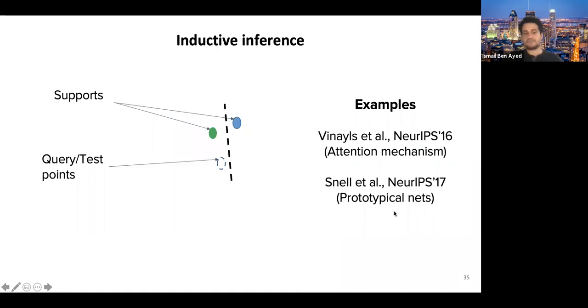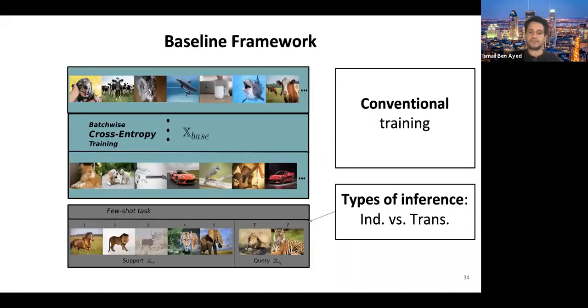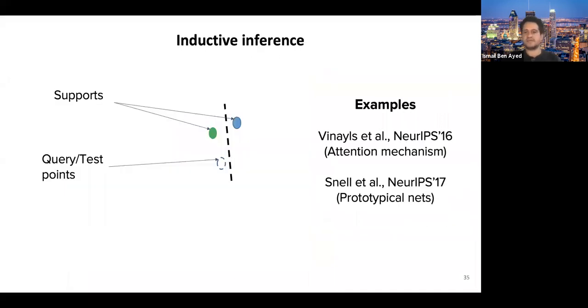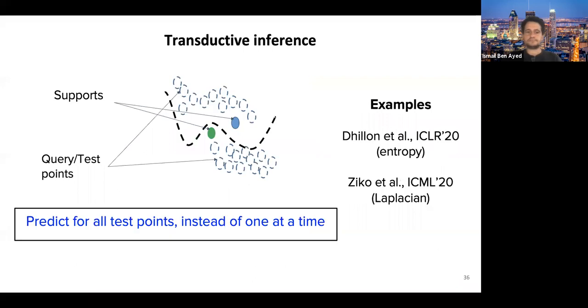So there are two settings. In the inductive inference setting, you predict for these unlabeled points one at a time, okay? And in the transductive setting, you predict for everybody at the same time. You assume that you have access to all of them at the same time, okay? So the transductive setting predicts for all test points instead of one at a time. And of course, the transductive setting does not assume that it has access to more training data or more unlabeled data than the inductive setting. We just predict for many points at the same time, as opposed to one point at a time.